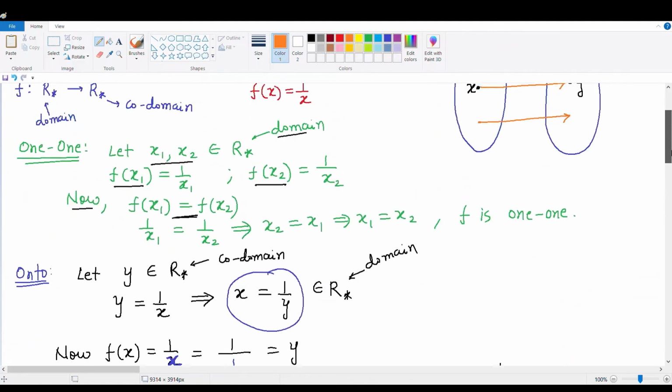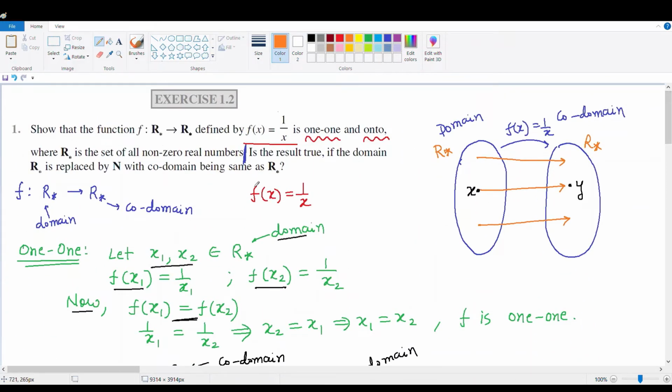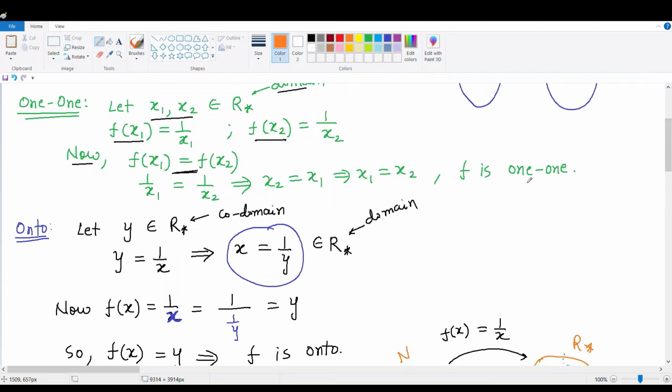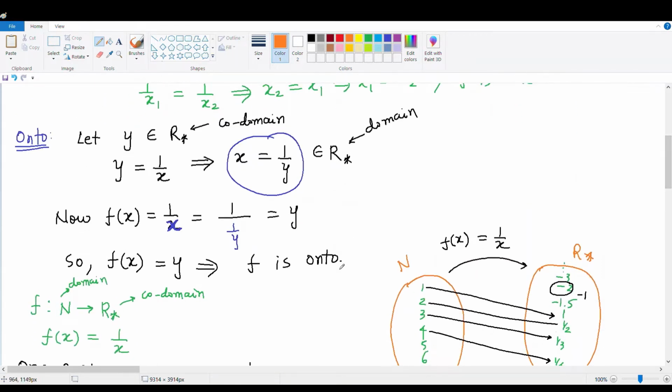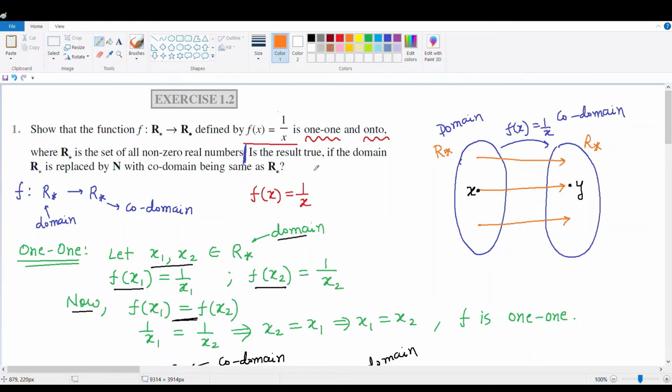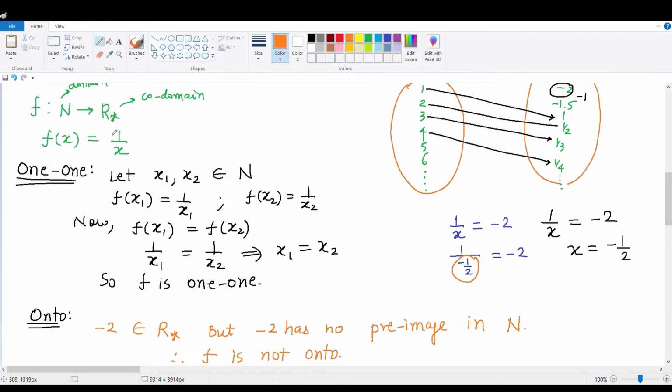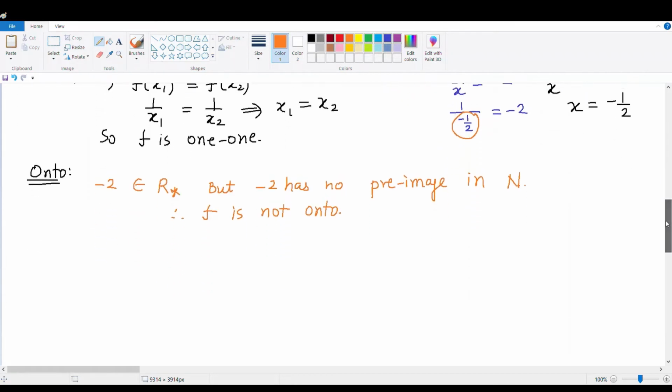We were supposed to do what? We were supposed to do these two parts. In the first part, we were supposed to show that it is 1-1 and onto, which we already did. See, it is 1-1 and that function is onto. After that, the second part was what? Now change your domain to natural number N and see if that result is still true. So we changed it to natural number and we saw that this function is still going to be 1-1, but onto, no. So the function is not onto when you change that domain from R star to natural numbers.